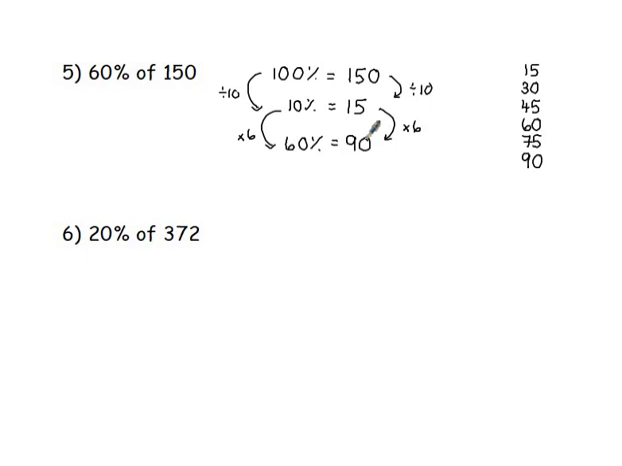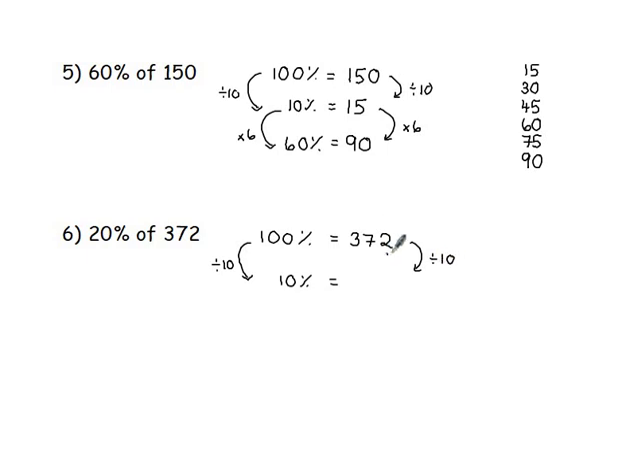Last example then, so we've got 20% of 372. So 372 is our full amount, so 100% is 372. We can't get to 20% straight away, so we find our 10% first. And like we've been saying, 10% you always divide by 10. So we're going to have 372 divided by 10.